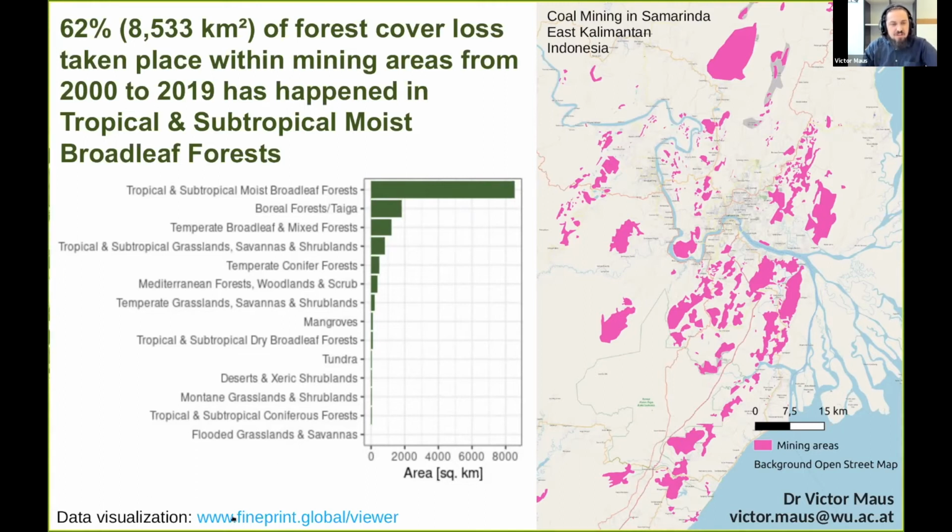If you want to see the data that's already available, you can visit fineprint.global/viewer. You can have a look at the mining polygons that are currently available, version 1, and version 2 of the data, which I just talked about now, is going to be released hopefully over the next 1 or 2 months. Thank you for your attention.